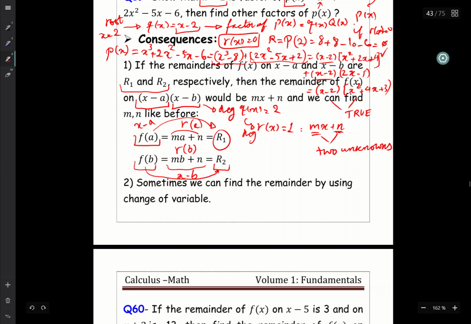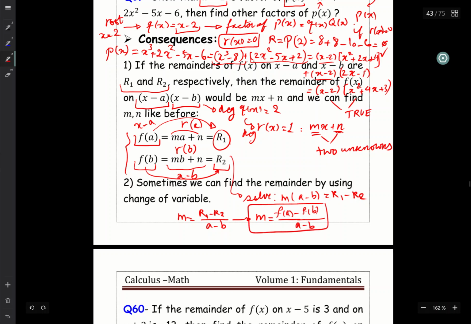And now we have two linear equations, two unknowns, m and n, and it's very easy to solve. Let's just solve it. Subtract the two: m times (a minus b) equals r1 minus r2. Therefore, m is (r1 minus r2) divided by (a minus b). And the nice form is here: r1 was f of a, so m is f of a minus f of b divided by a minus b. Very nice form to remember.